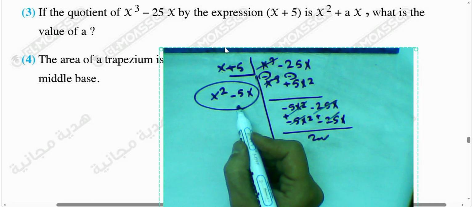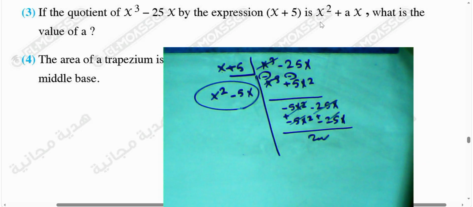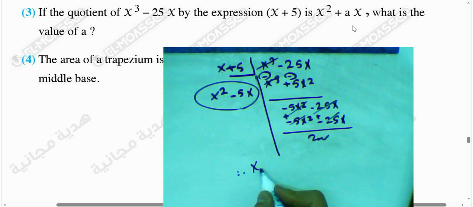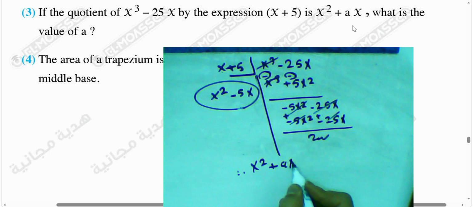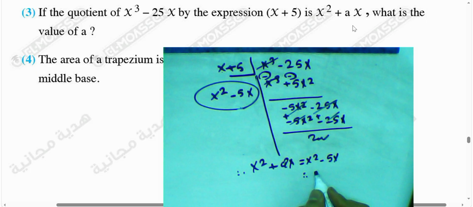Then the quotient here is x power 2 minus 5x. He tells me the information here. Look at here. The quotient will be x power 2 plus ax. Then x power 2 plus ax is equivalent to x power 2 minus 5x. The value of a, the coefficient of x here, will be -5. So the value of a equals -5. Okay.